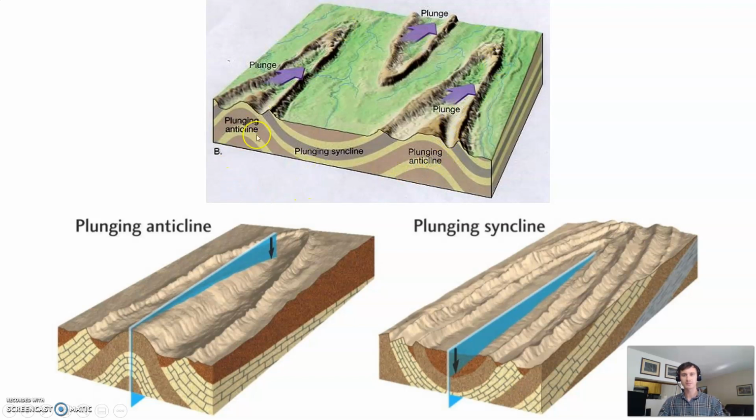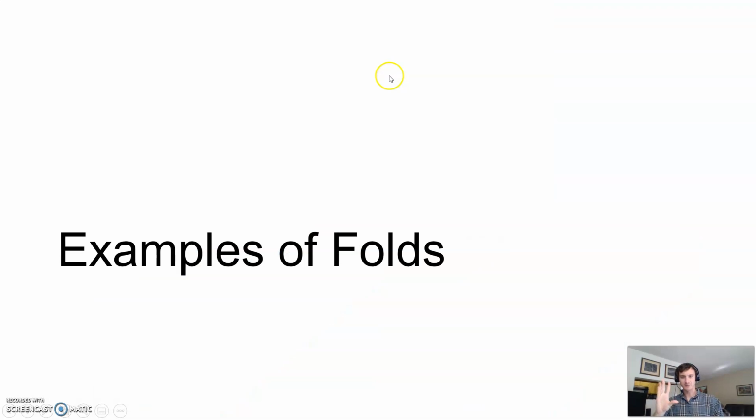And notice that these are all plunging in the same direction, but the pattern that you get at the surface is a little bit different for each one. So in this case, our anticline, the plunge is in the same direction as the A shape. And for the syncline, the plunge is in the opposite direction of where our V is pointed. Try to hang on to that.